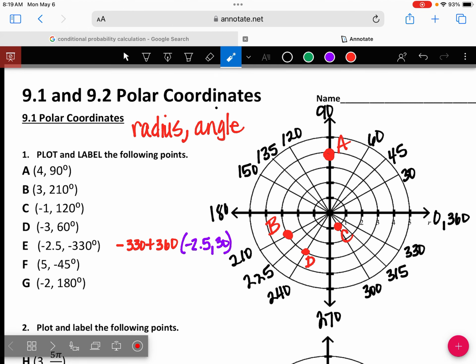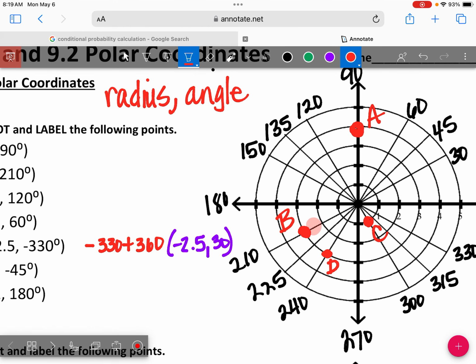So 30 degrees would be here, but because it's negative, I'm counting back towards 210. So it's actually going to land 1, 2.5. It's going to land right in front of B, sorry. E is right in front of B. So it's going to be right here. Oops.